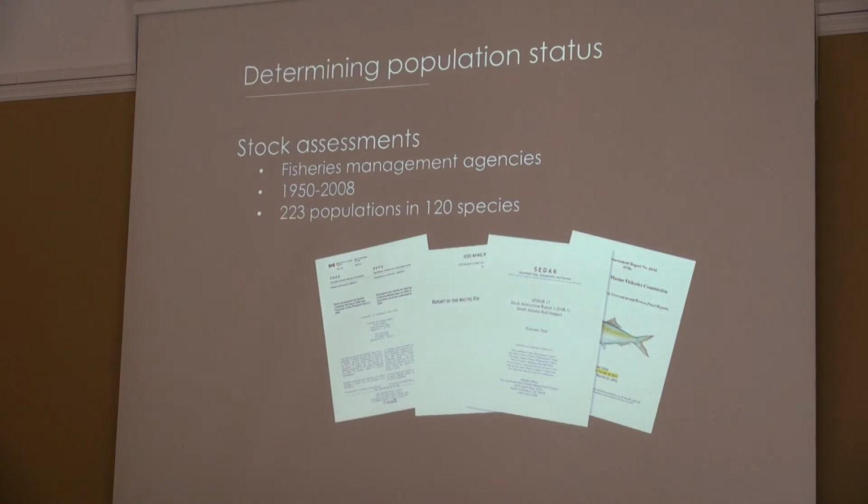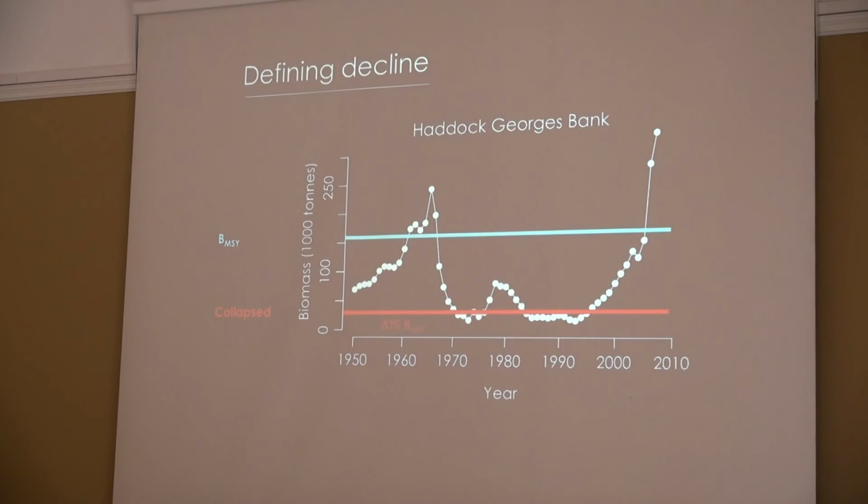So to try to answer this question, I looked at a database of stock assessments. These are analyses that reconstruct population dynamics. They're put together by fisheries management agencies. We used data starting in the 1950s and looked at 120 different species, a little more than 200 populations. And we looked specifically at populations that had declined to very low abundance.